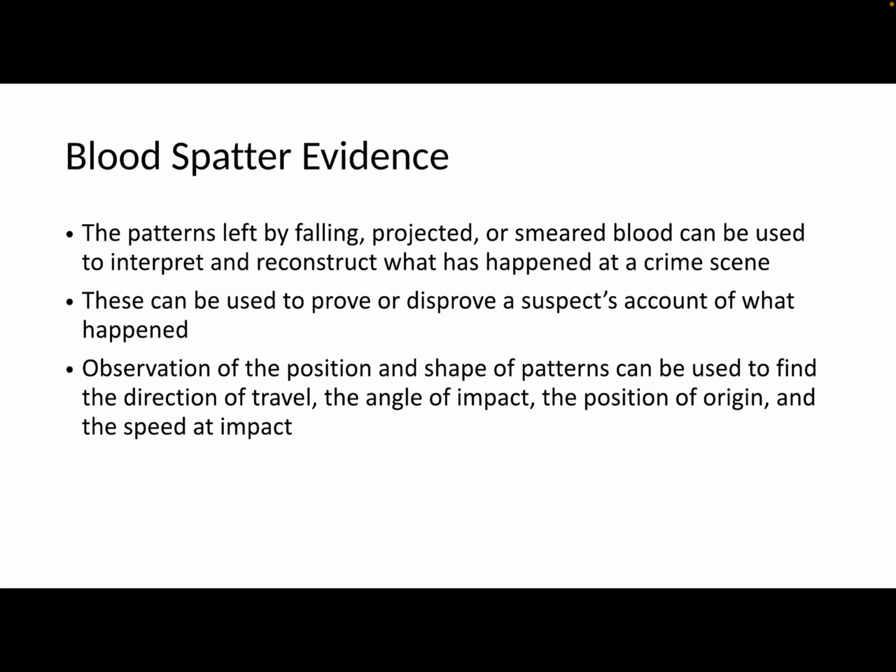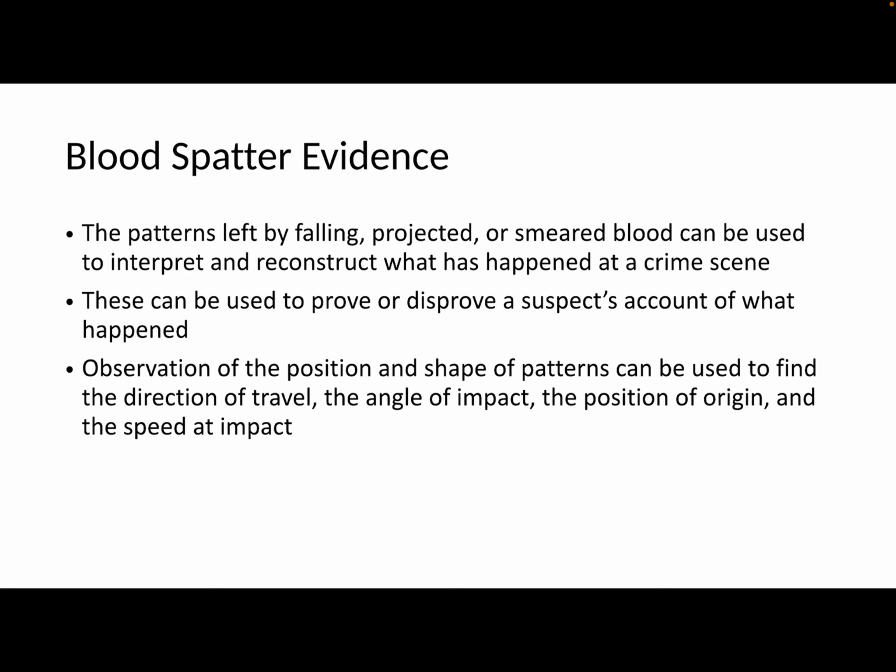Alright guys, so we are going to continue working with blood, and we're going to look at blood spatter evidence. Blood spatter are the patterns left by falling, projected, or smeared blood, and these can be used to interpret or reconstruct what has happened at the crime scene. So we could possibly get clues of how many people were at the crime scene, how the blood was deposited, if there were weapons, we might see different blood spatter patterns and things like that.